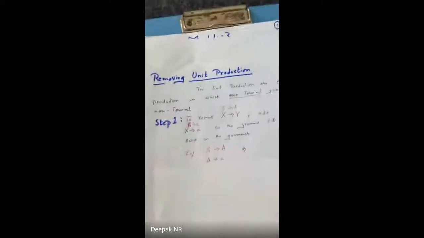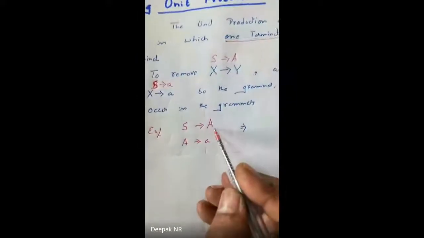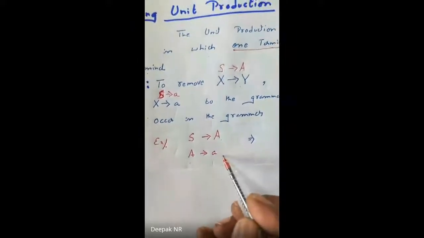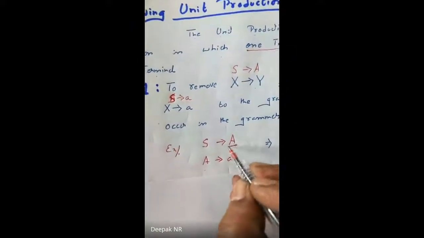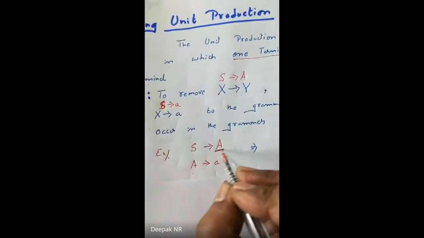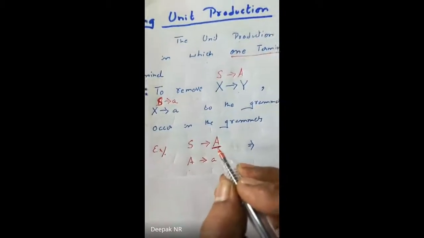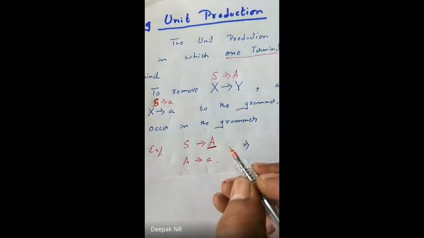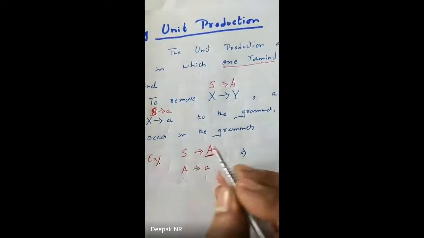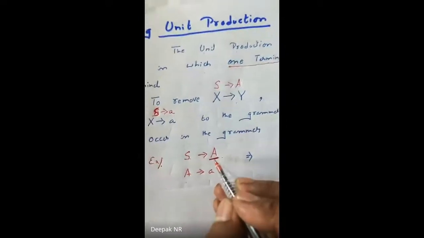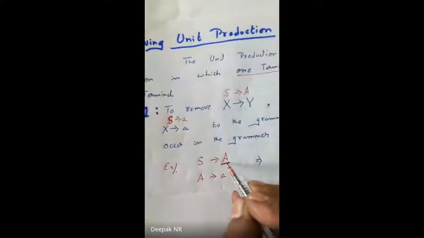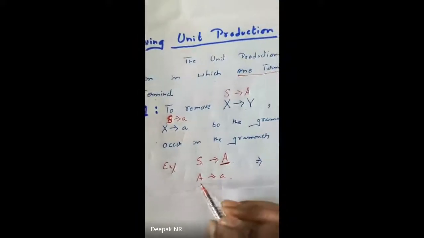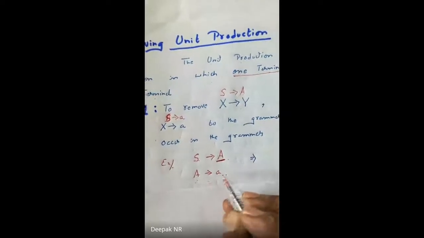Okay, now let me take an example and I will explain. Assume there is a grammar like S tends to A and A tends to A. As per removing a unit production, there should not be a single uppercase on the right hand side of any production. If there is a single uppercase, I have to remove it and write its value. How to remove? What is the answer for A? The answer for A is A tends to A.